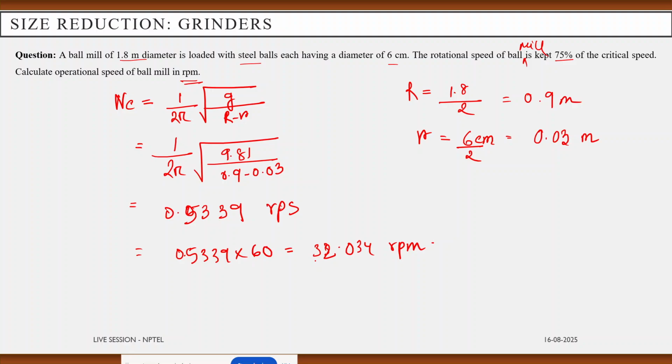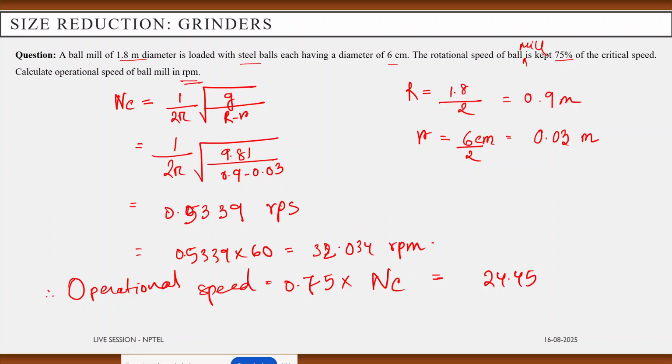So now the critical speed is what we have calculated. Now we need to know the operational speed, that is 75% of nc, which comes to around 24.45 RPM. So this is the way we utilize that equation for calculating critical speed.